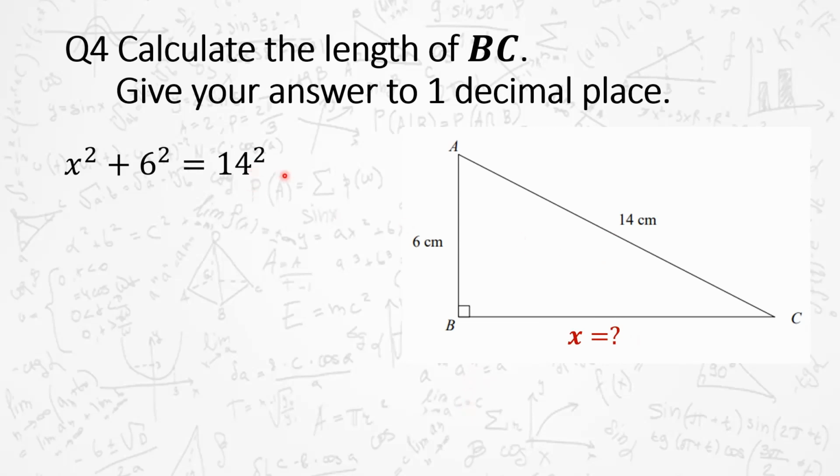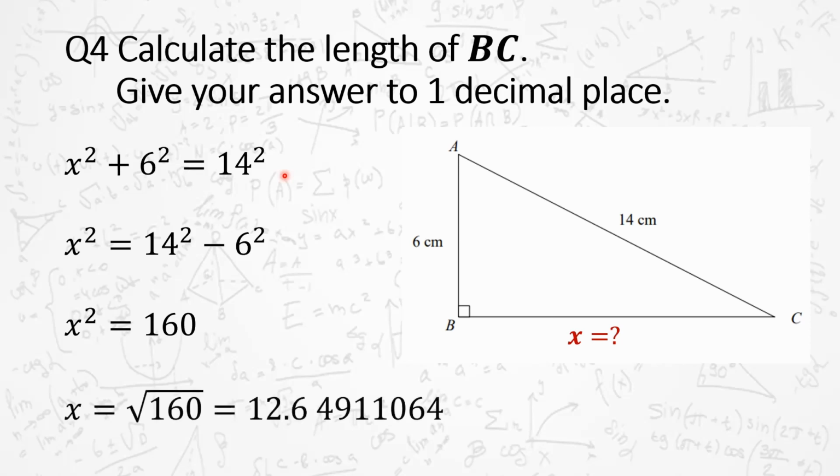Rearrange this equation to make x squared the subject. We will have x squared equals 14 squared minus 6 squared. Put in the calculator, we have x squared equals 160. Don't forget the very last step of finding the length: square root your answer. We have x equals square root of 160 equals 12.6491164. The question asks you to give your answer to 1 decimal place.